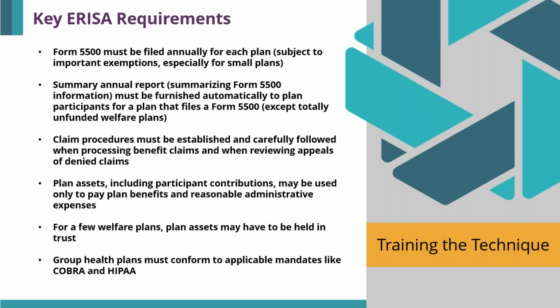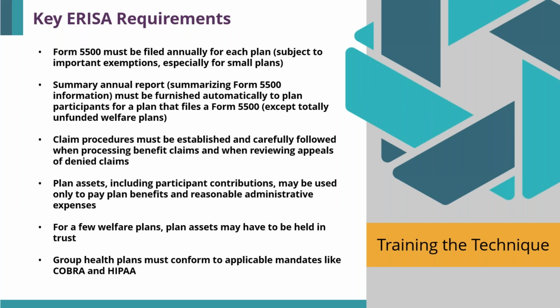Form 5500 must be filed annually for each plan. And again, if the plan is unfunded, you have to have 100 employee participants in order to file a 5500. A summary annual report summarizing the 5500 must be furnished automatically to plan participants. Again, only if you have to file a 5500. Claim procedures must be established and carefully followed.